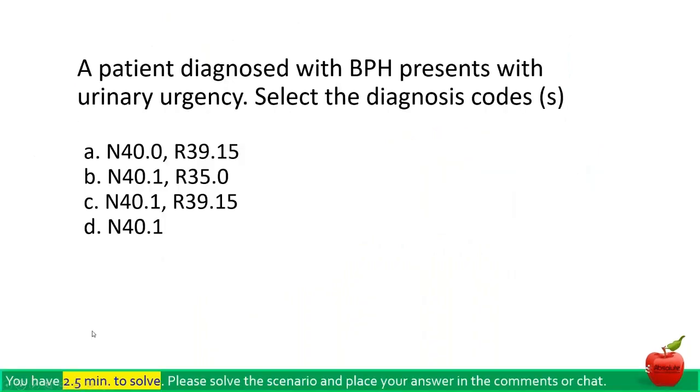Select the diagnosis code or codes for the following. We have A, N40.0, R39.15; B, N40.1, R35.0; C, N40.1, R39.15; and finally D, N40.1. A patient diagnosed with BPH presents with urinary urgency. Select the diagnosis codes. All right, coders, you've got 2.5 minutes, and your time begins now.